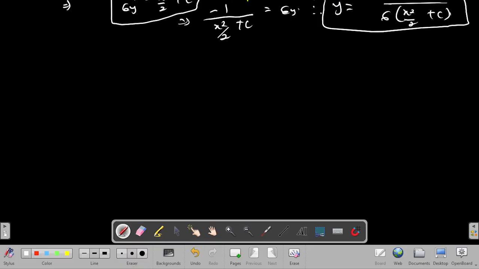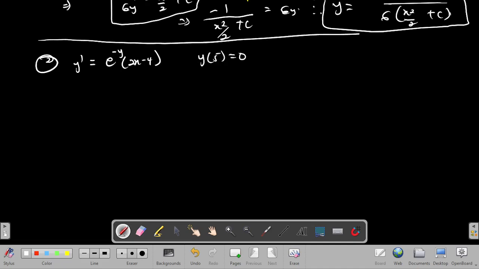Now let's solve this second example. With our second example, I have the expression y prime is equal to e to the power negative y multiplying 2x minus 4. I have a condition saying that y of 5 is equal to 0. This is a boundary condition, not initial, okay? Boundary condition. So this is our second problem for the separable differential equation.